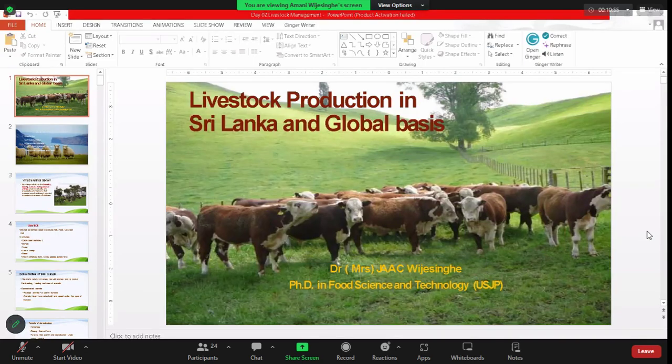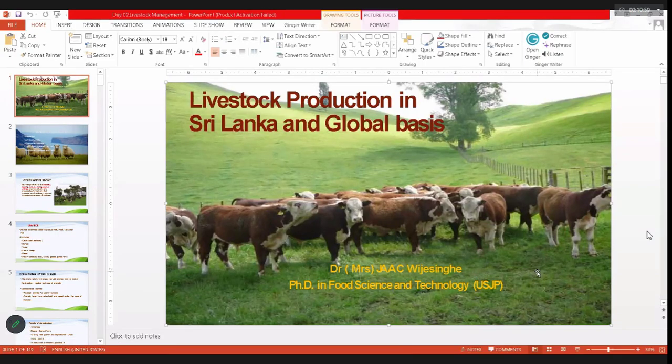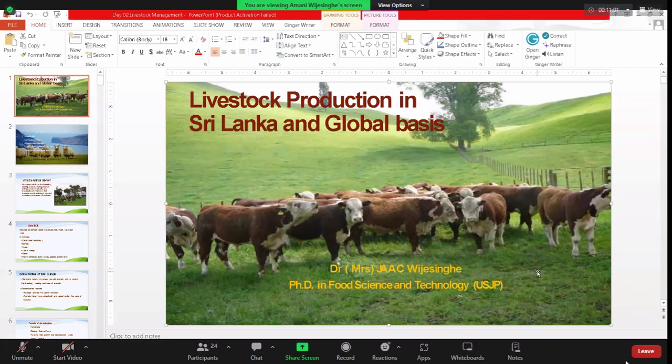Part of the animal-based product. Okay, so last week we discussed the poultry-based products as a first part. The second part, the livestock production. In animal-based, basically we can divide it into two groups: the poultry-based and the livestock-based.